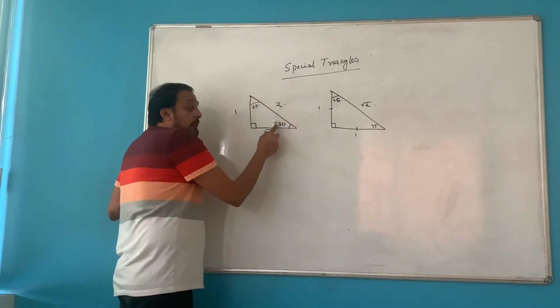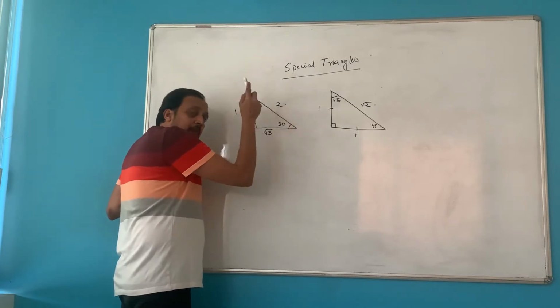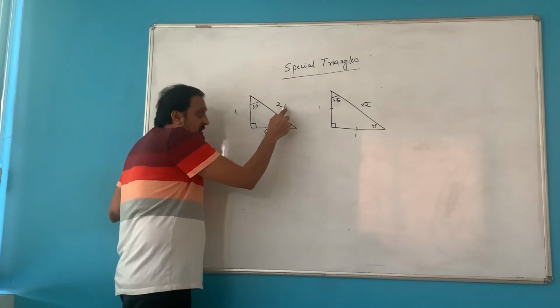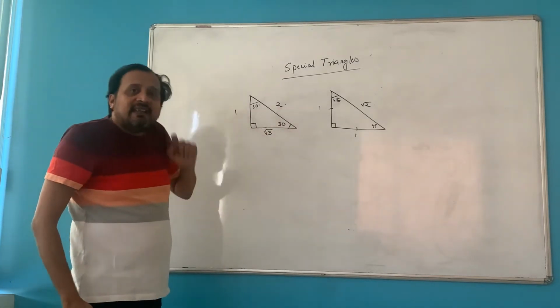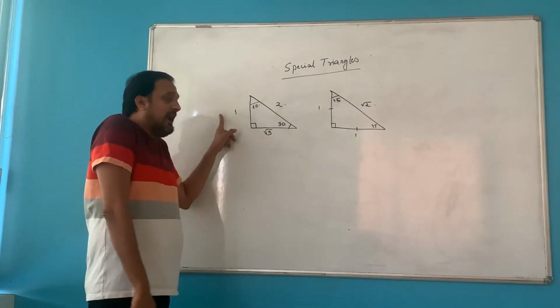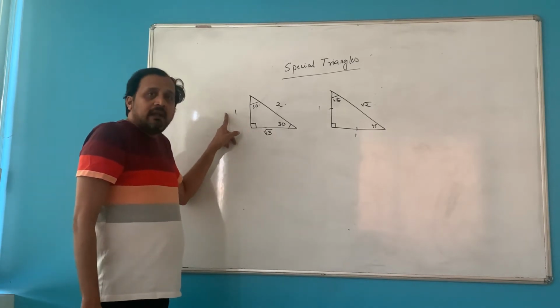Cos 30. What is cos? Essentially nothing but adjacent upon hypotenuse. So my cos 30 will be root 3 by 2. Let's say you want to look at tan 60. What is tan? Opposite upon adjacent, which means 60 is here, so it will be root 3 by 1.